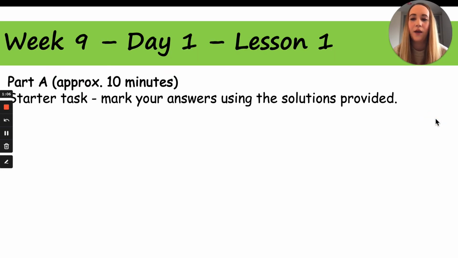Okay, so part A, you're going to start with a starter task. This should take you about 10 minutes or so to do the questions and check your answers. This is based on the chemical energy work that we did last week. So questions about enthalpy of combustion and about why chemists need to know about chemical energy. Have a go at the questions and then check your answers.